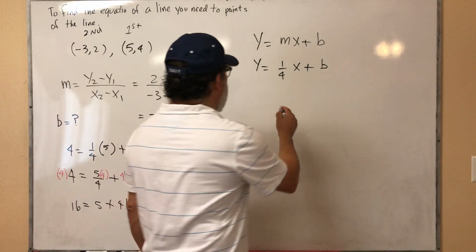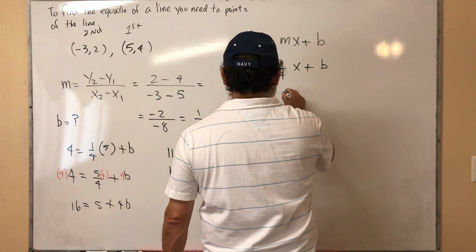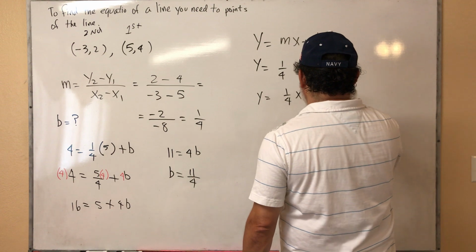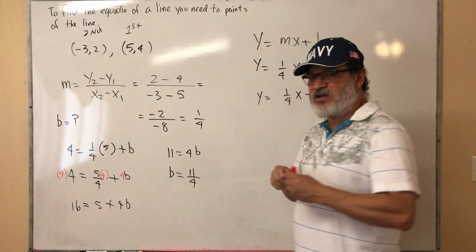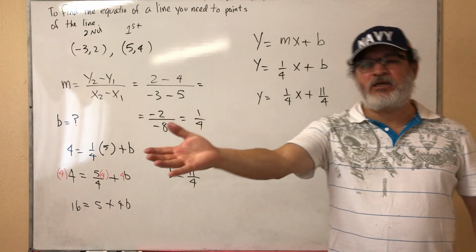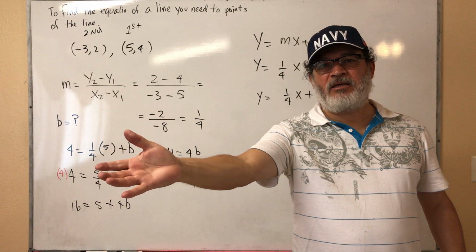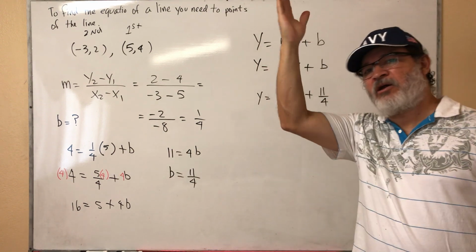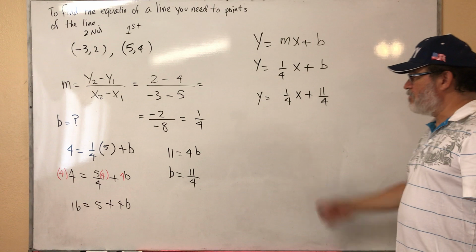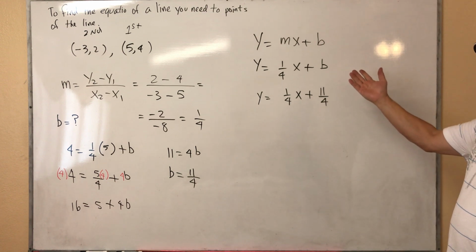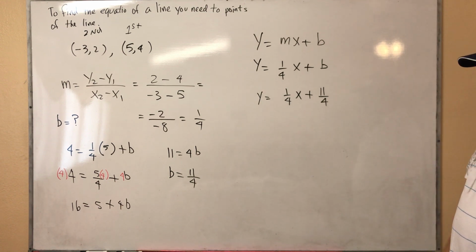So now we come here and we say y equals 1/4 x plus 11 over 4. And then you say to the guy who asked for this, here you go, Buster. Here's the equation you were looking for. I found it for you. Buster, be gone. Okay, there it is. This is one way to find the equation. There's another way, but this is one way.